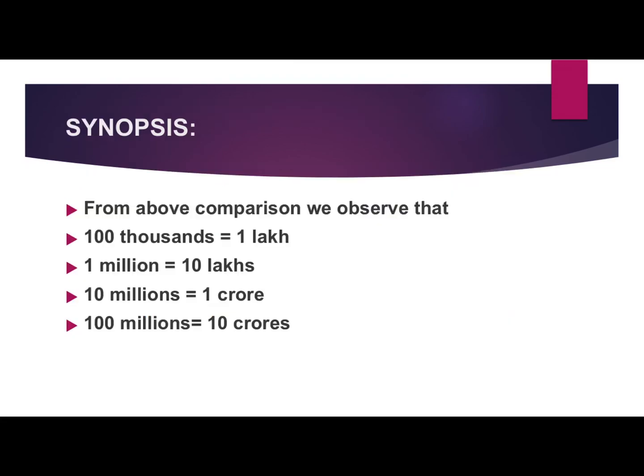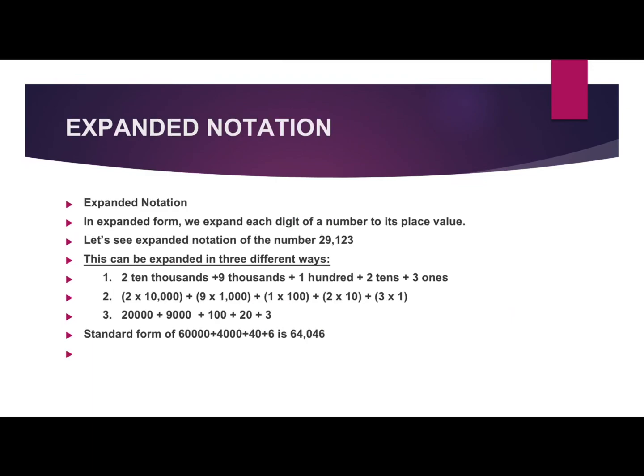Now what you have understood, let me put in a synopsis. 100,000 is equal to 1 lakh. 1 million is equal to 10 lakhs. 10 millions is equal to 1 crore. And 100 millions is equal to 10 crores.